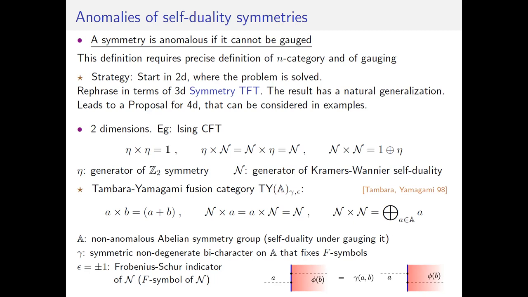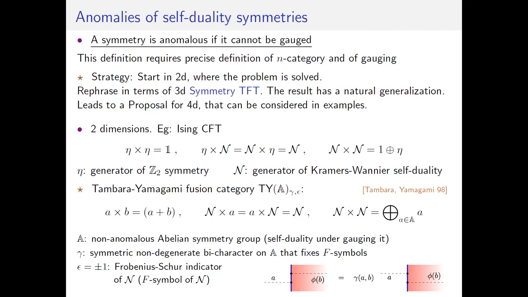In fact, it turns out that this system here is a generalization in which instead of having a Z2 symmetry, you can have a more general non-anomalous abelian symmetry, A. And the fusion category that describes it is called the Tambara-Yamagami category. This category depends on some data besides the group A. It depends on a symmetric non-degenerate bicharacter on A. Essentially, this fixes the F symbols.